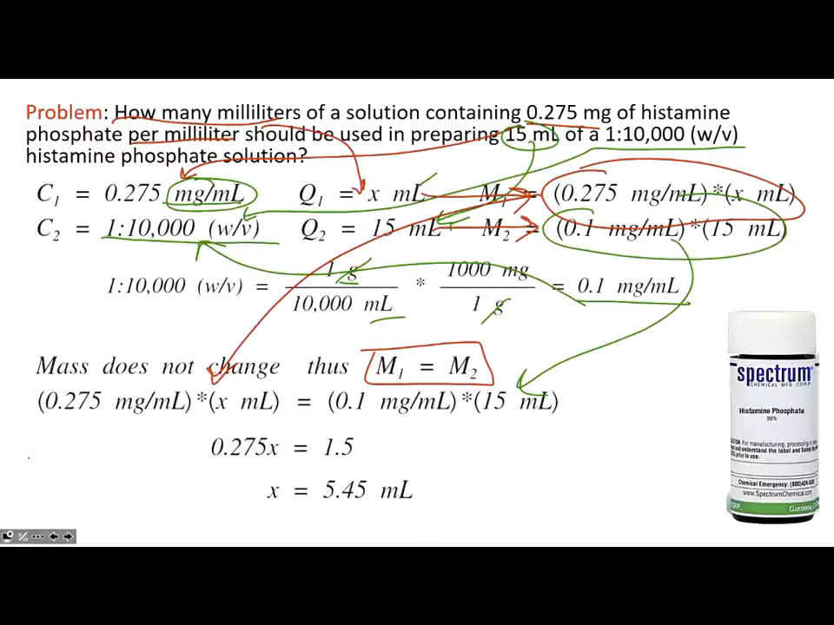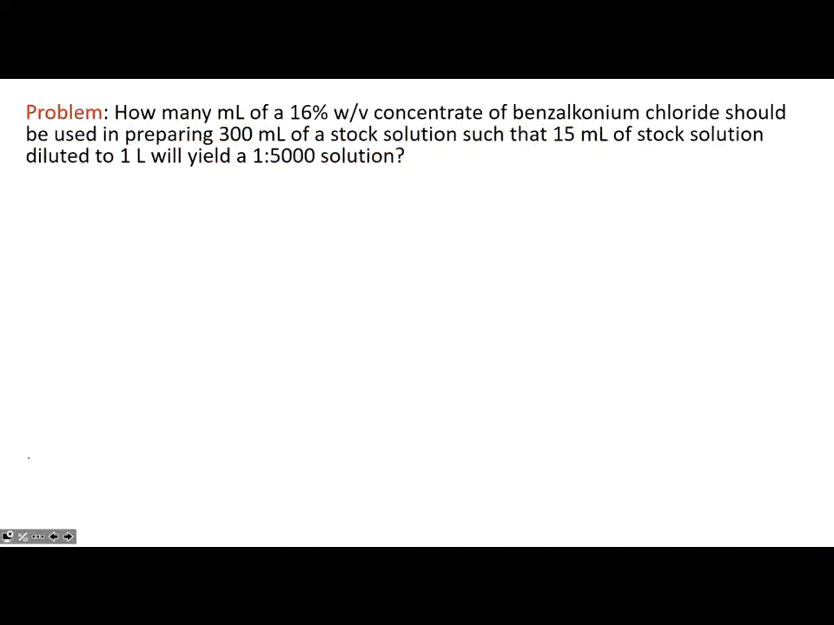So 0.275 times X gives me 0.275X, equal to 0.1 times 15, that's 1.5. So to solve for X, divide both sides by 0.275, and X equals 5.45 milliliters. That's your answer. What is that? That's the amount of my initial 0.275 milligrams per mil solution. If I take 5.45 milliliters of that solution and dissolve it in the 1 to 10,000, that's what makes the final solution. So I'll drive on, but that's how you answer that question.